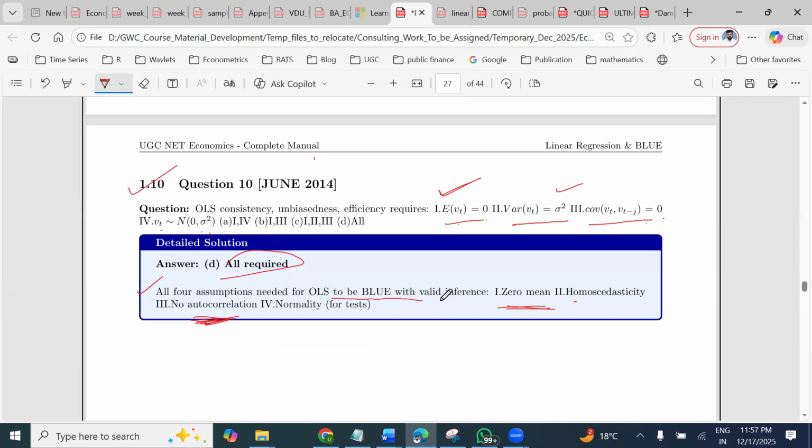Yes, sir. With valid inference. Means if you want to draw a valid inference, then your error term should satisfy all these properties, unbiasedness, efficiency. So all these, whatever you told, are required for checking or drawing a valid inference regarding your model. Okay, so that is self understood, and this is also given over there. Shall we proceed to the next question?